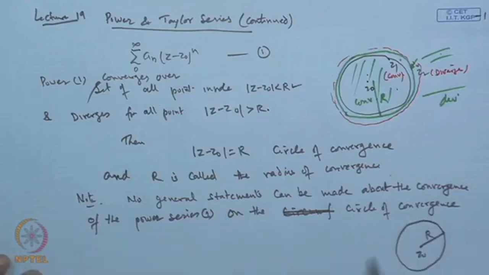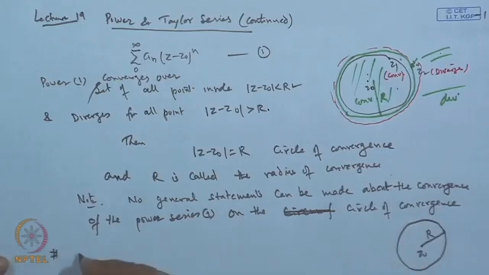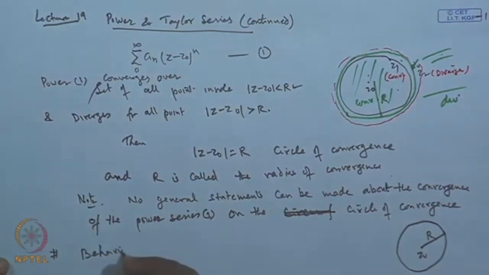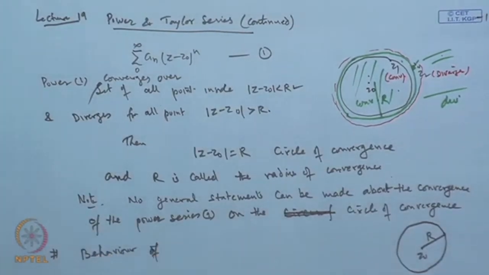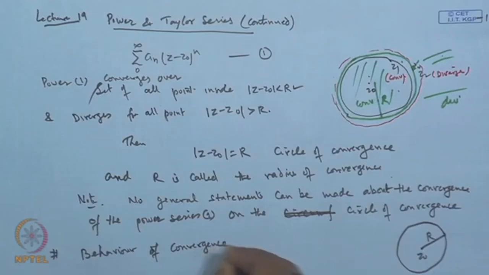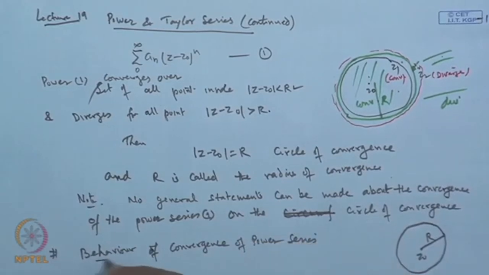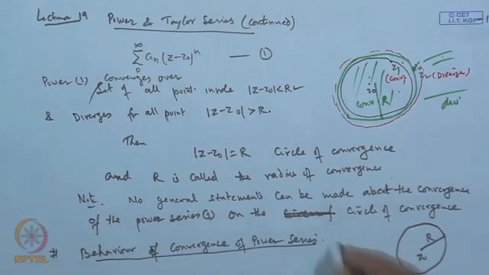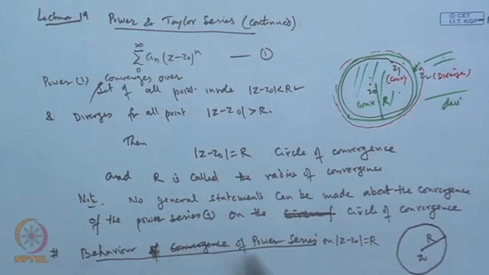So let us see the behavior of the power series on the circle of convergence, mod z minus z naught equal to r. Let us take a few examples.